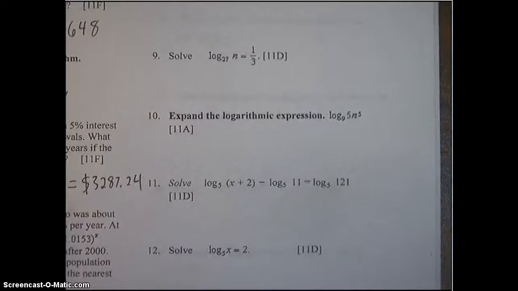Number 9 here. I'm trying to solve log base 27 of n equals 1/3. So start with the base.